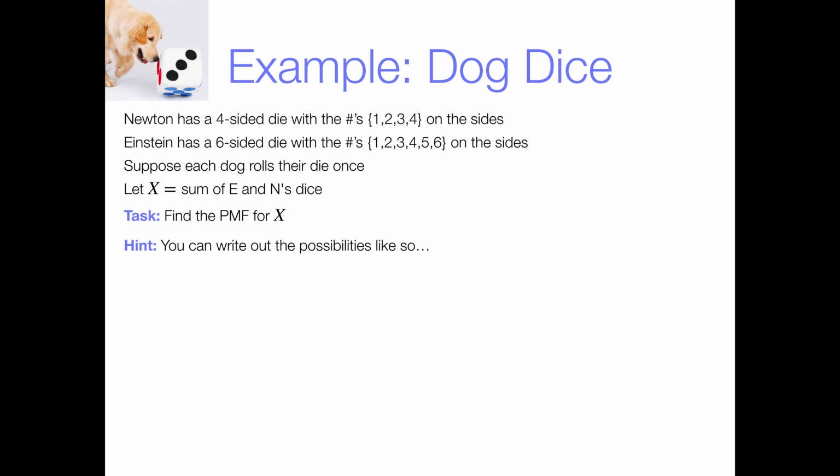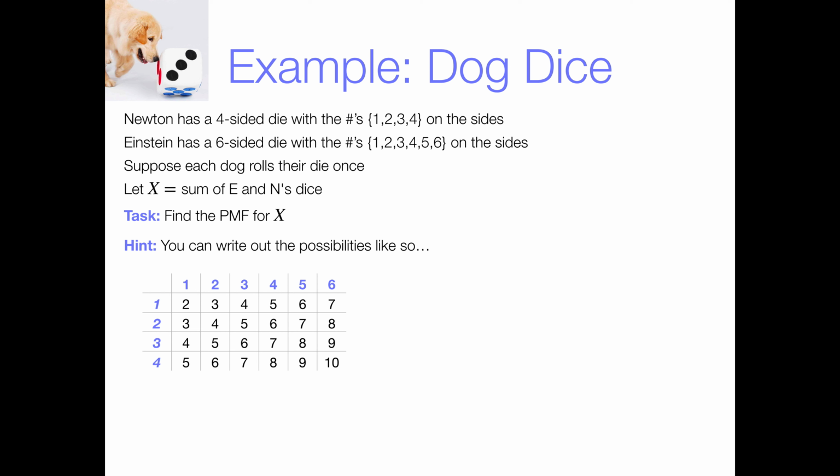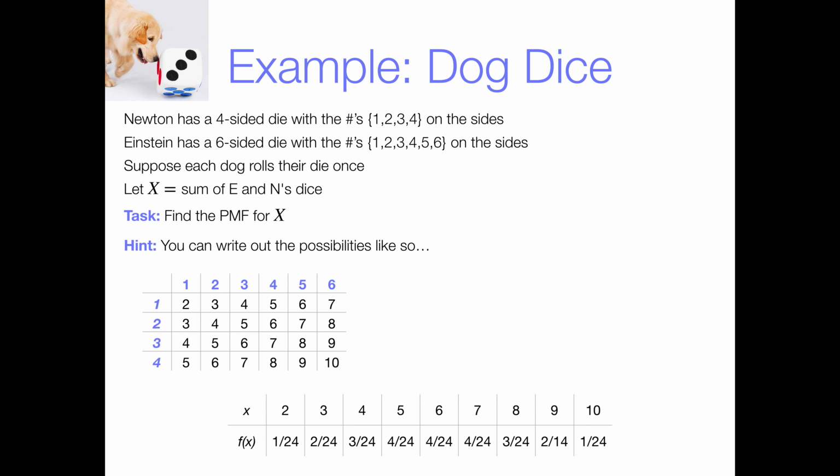Now, if you can think through this in your head, awesome. If you can't, which I'll let you know I can't, it can be helpful to write it out. So we've made a table where we've got 1, 2, 3, and 4 on the left, and then up top 1 through 6. If both dogs roll a 1, the sum is 2. If Einstein rolls a 4 and Newton rolls a 3, the sum is 7. So we just filled out what the sum would be for all of those. And now when we're counting and finding probabilities, we can count from our chart here. So here is our PMF.